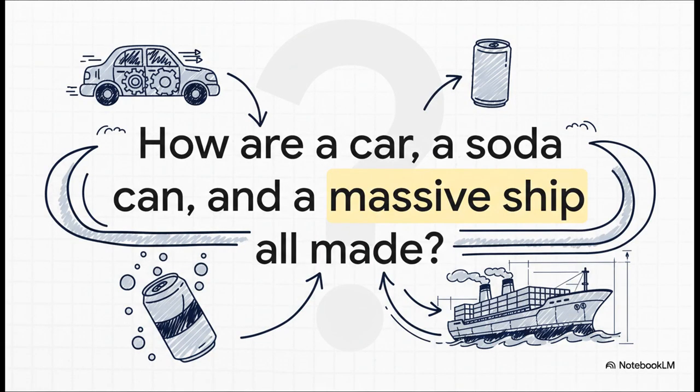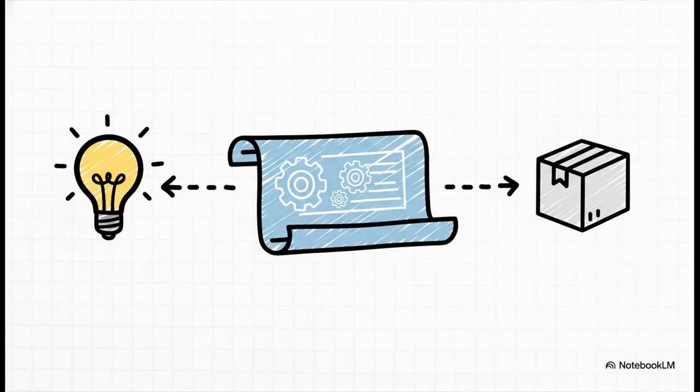So let's look at these again. A car, a can of soda, and a massive ship. You've got a super complex machine, a simple everyday beverage, and then this colossal, one-of-a-kind structure. They seem like they're from different universes. But what if I told you they all trace back to the same simple, really powerful framework? The answer, it turns out, is something called a production method.